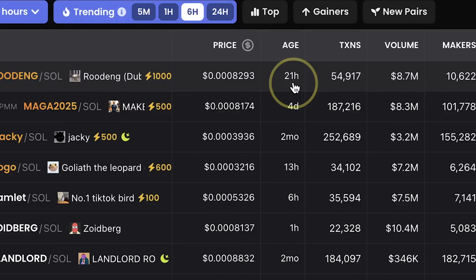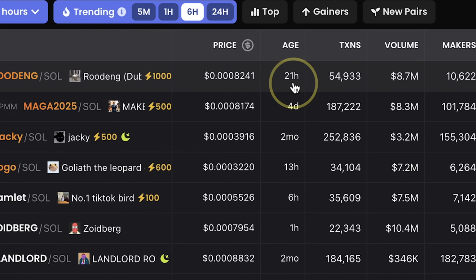Now you can trade a coin that is over 24 hours. It might actually give you better results, but it takes a lot of time to research. So let's go with this first one.